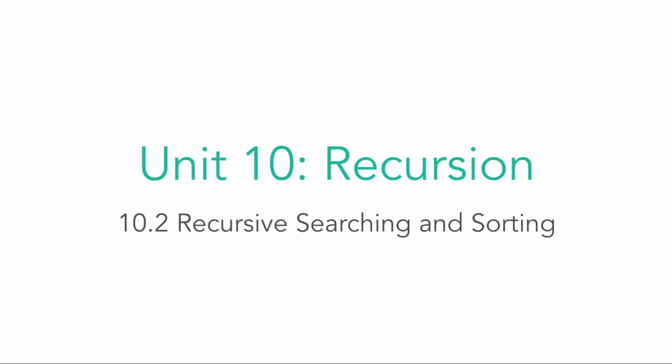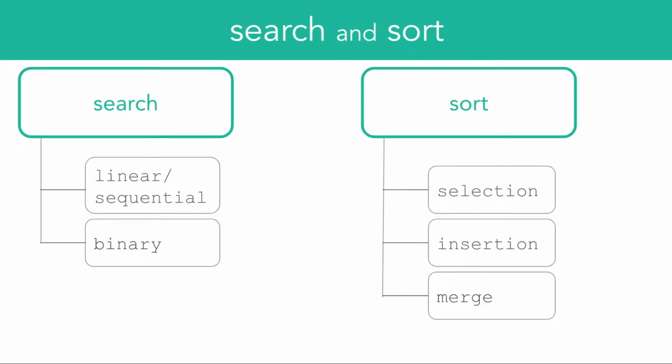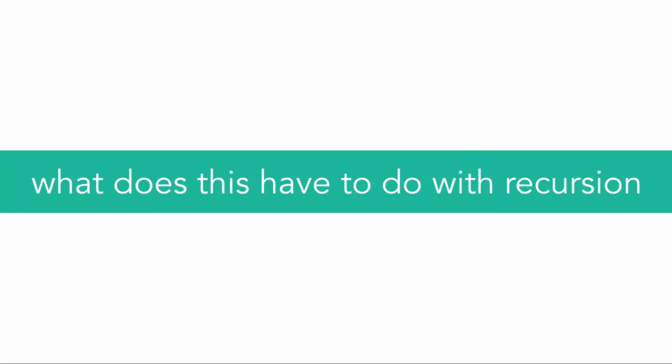Unit 10, Recursion. Topic 10.2, Recursive Searching and Sorting. In Unit 7, we introduced the concepts of searching through and sorting data. Searching algorithms help us locate specific data stored within a data structure. Sorting algorithms help us organize the data stored within data structures. You might be asking, what does this have to do with recursion?